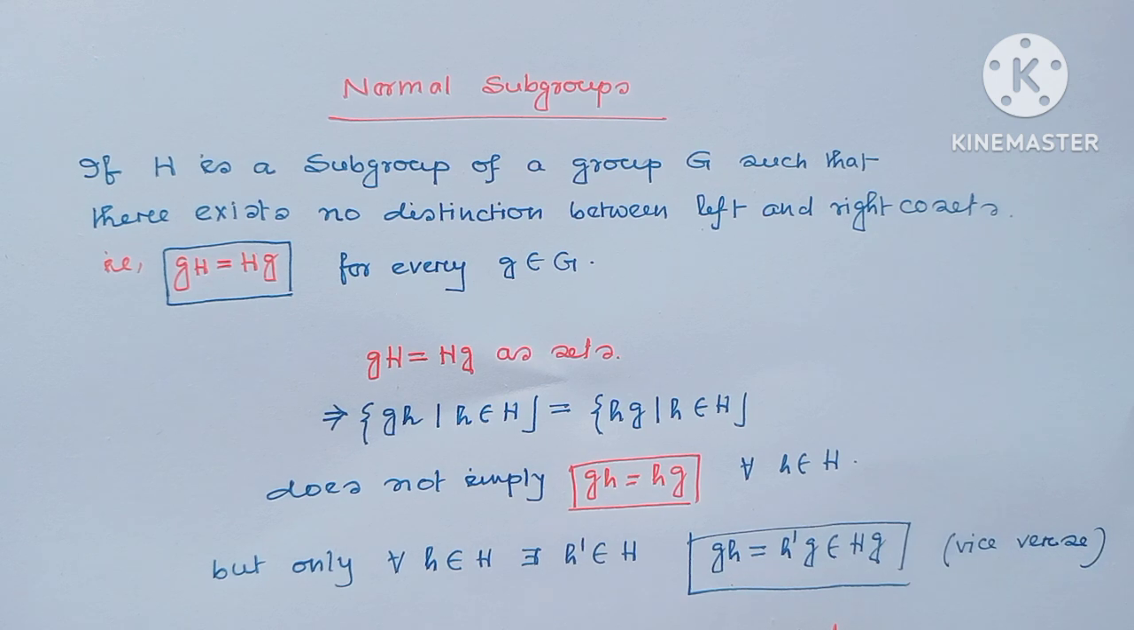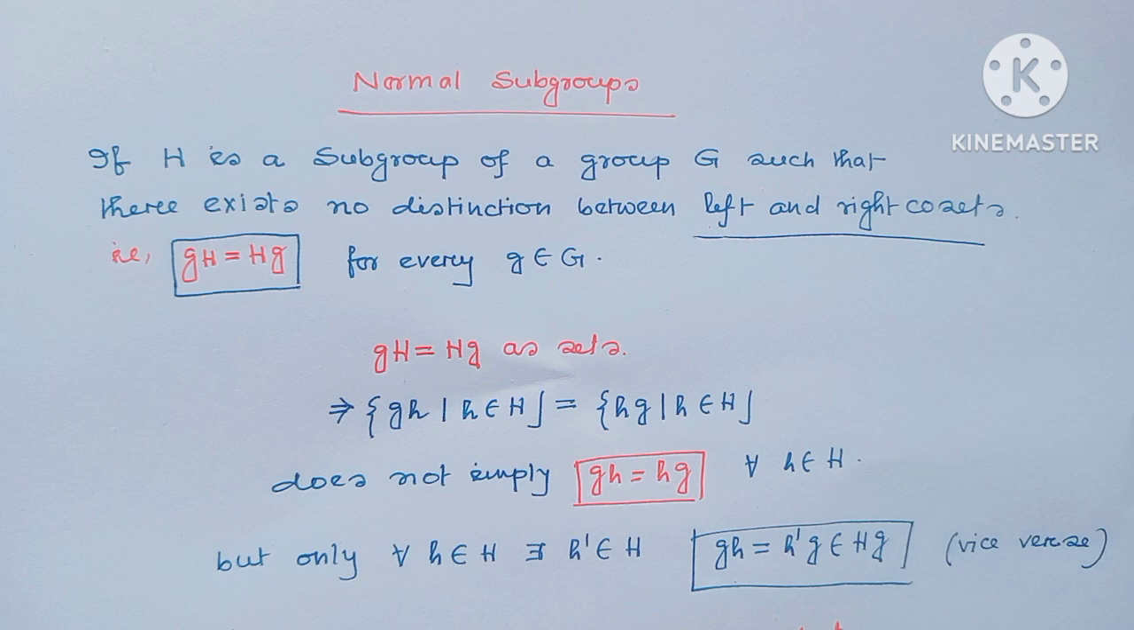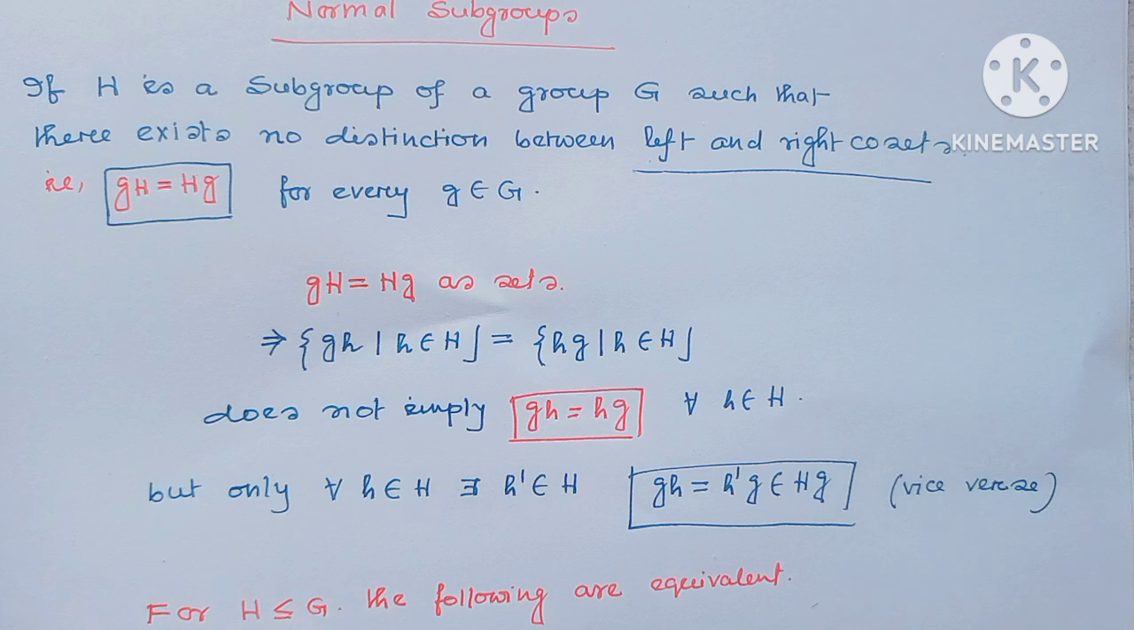The definition of a normal subgroup: if H is a subgroup of the group G such that there is no distinction between the left coset and right coset, that means here gH is equal to Hg. This is true for every g in G. This is equal just as a set.